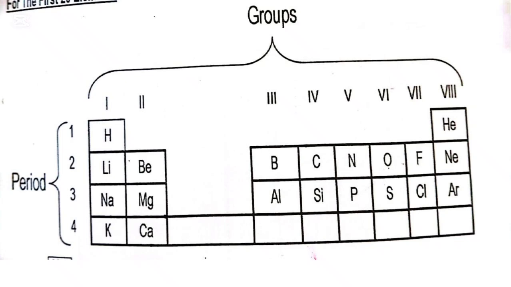Now you can see the groups. The groups are 8, you can count, and they are normally represented using Roman capital numbers. Then the periods are 4. The periods for the first 20 elements of the periodic table are 4. You can see them shown as in the diagram.